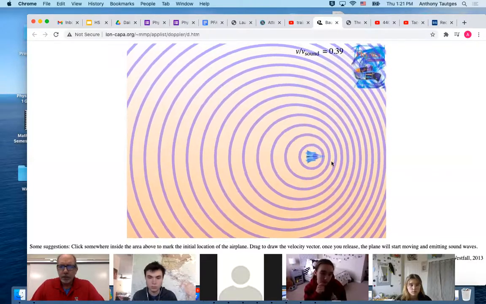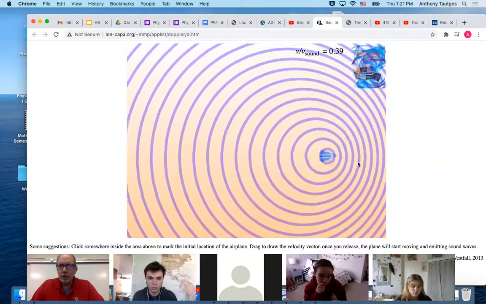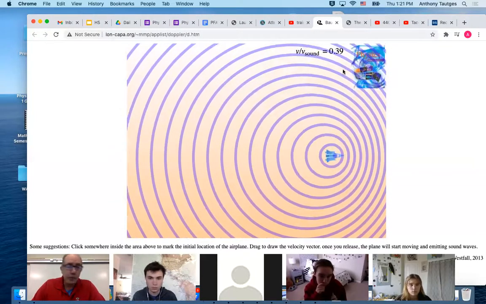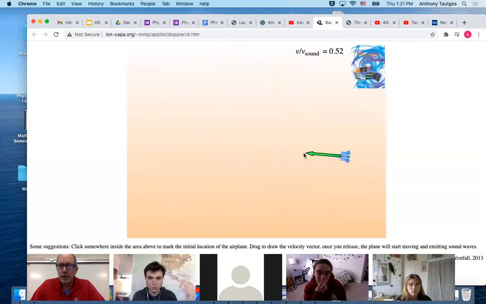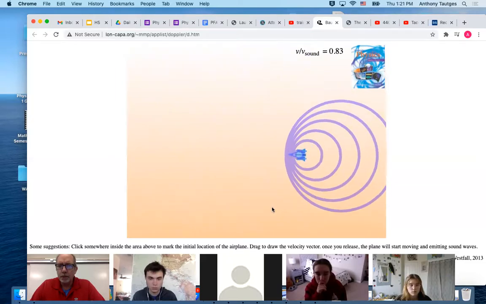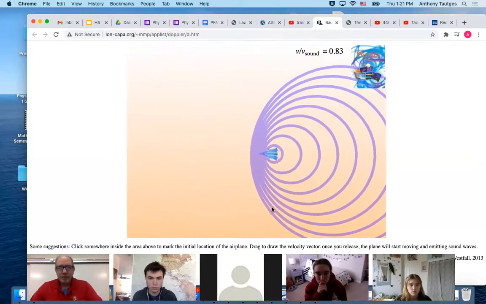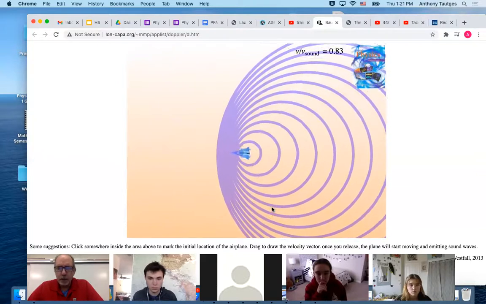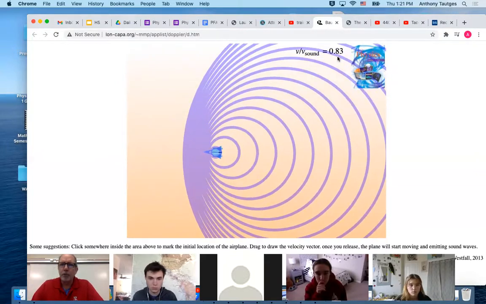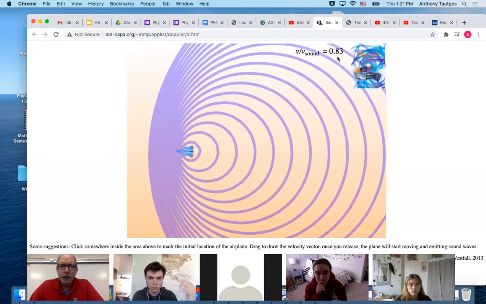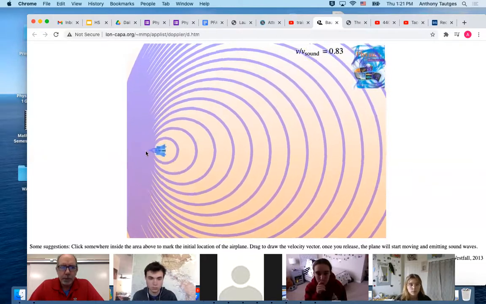All right, let's have some fun with this. Actually, I'm going to go to the right. 0.39 is 0.39 times the speed of sound. Let's go close to the speed of sound. Now look how bunched up they are. This is a plane approaching almost Mach 1. They're all bunched up there.